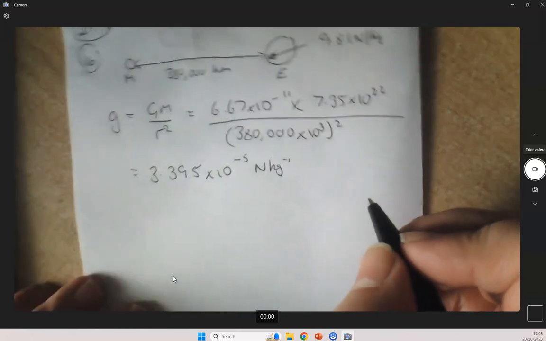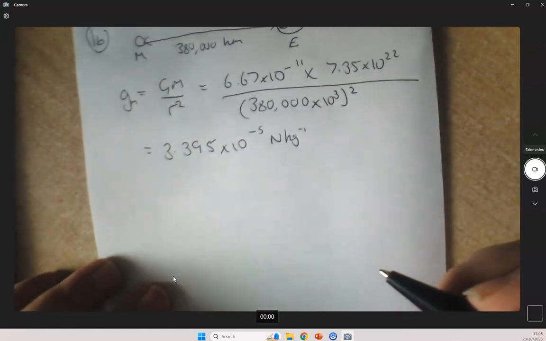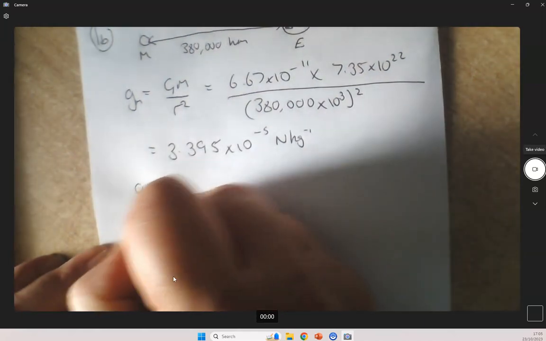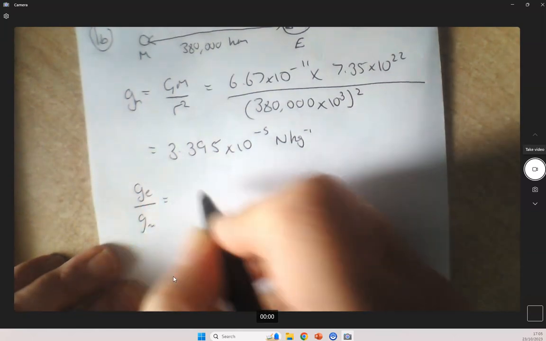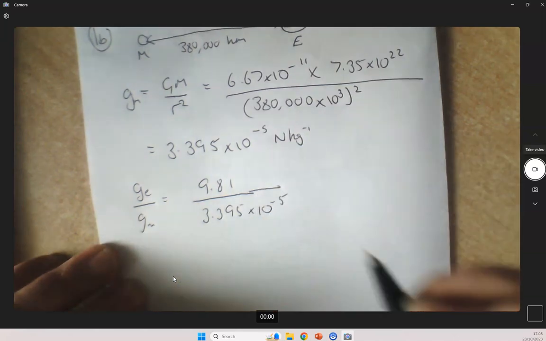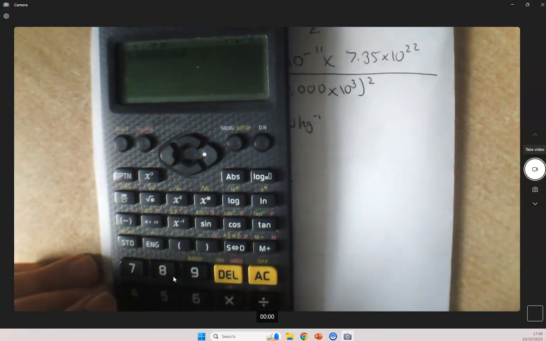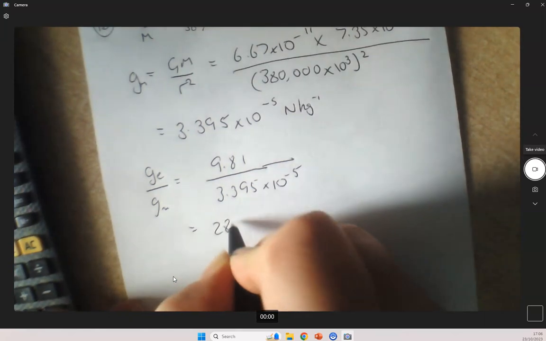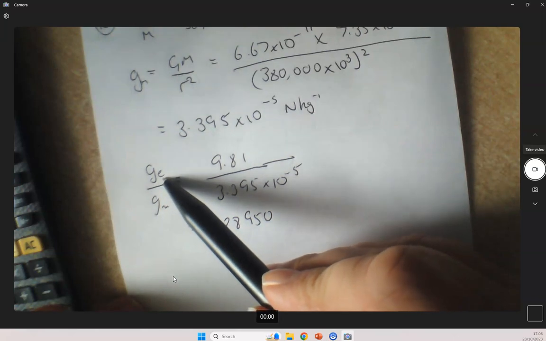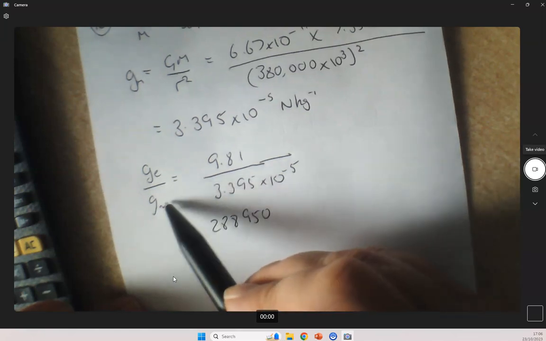So what they wanted to do is compare g from the Earth, 9.81, to g from the Moon, 3.395 times 10 to the minus 5. So that's 9.81 divided by 3.395 times 10 to the minus 5. If I plug that into a calculator, 9.81 divided by the previous answer gives me 288,958. So g on the surface of the Earth from the mass of the Earth is about 300,000 times greater than g on the surface of the Earth from the Moon.